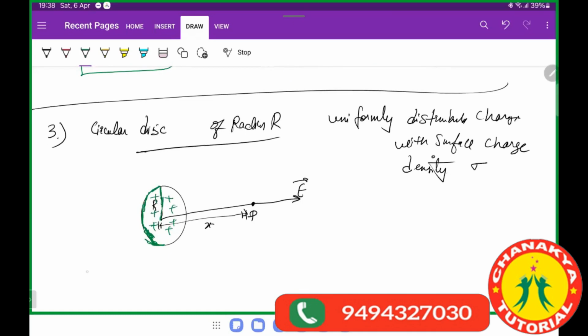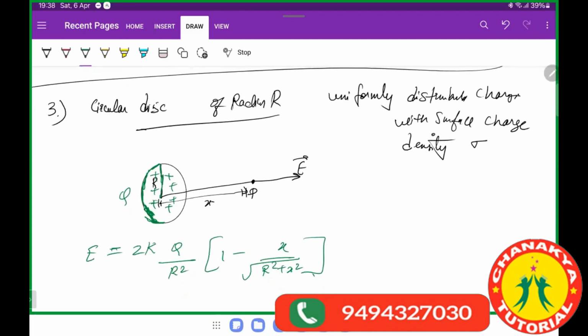Okay, so E equals 2k q by r square, times 1 minus x by root of r square plus x square. I'll just write the direct formula here. This derivation is not there for your board exam also, I think. It's a deleted portion, I'm not sure, but we will use the formula.